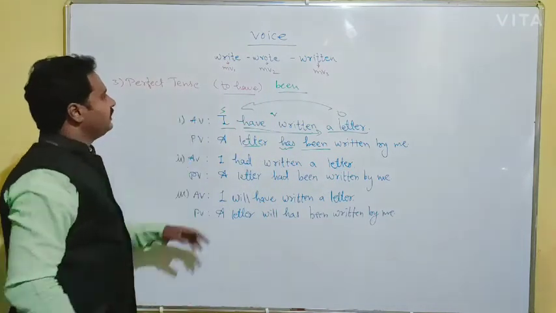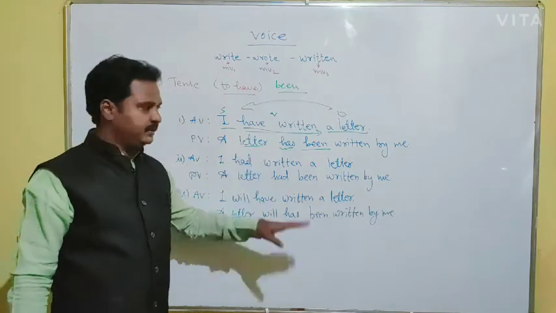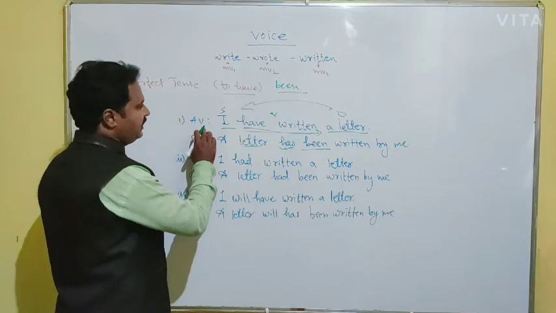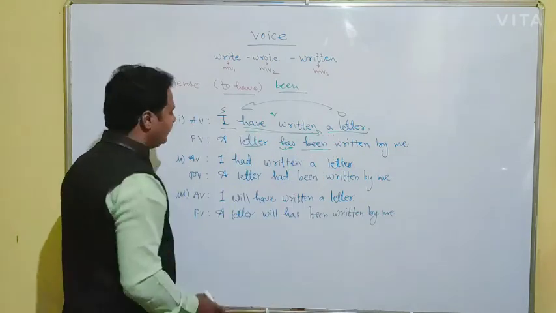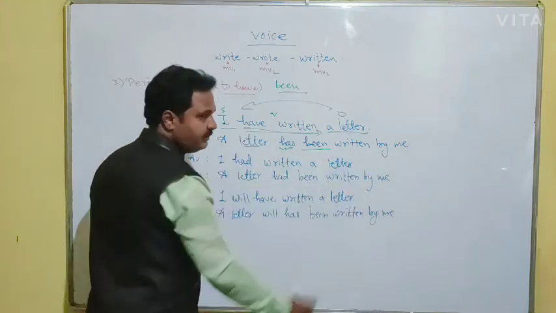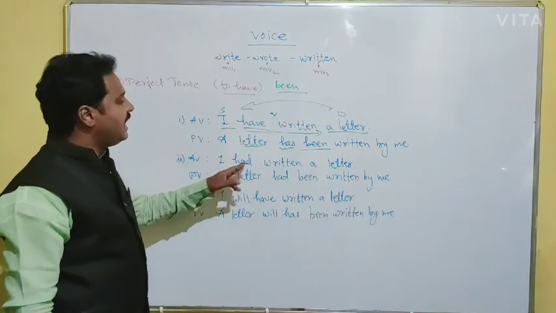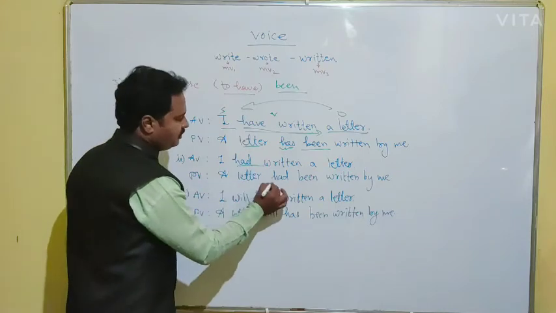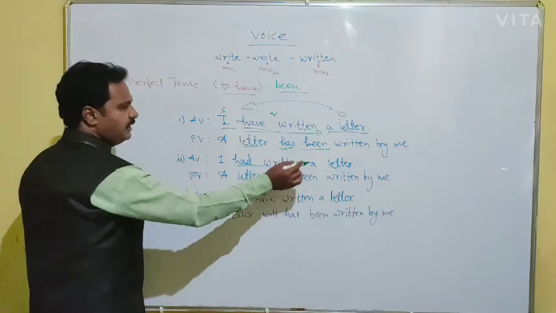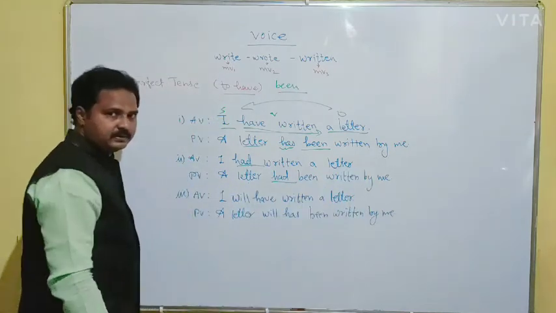In perfect tense, while making active to passive voice, we use has been, have been, had been. Active voice: I have written a letter. Once again, in passive voice: A letter has been written by me. Simple past, perfect past tense: I had written a letter. Here no change. A letter had been written by me.